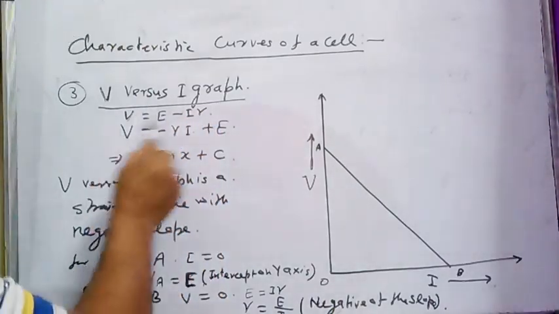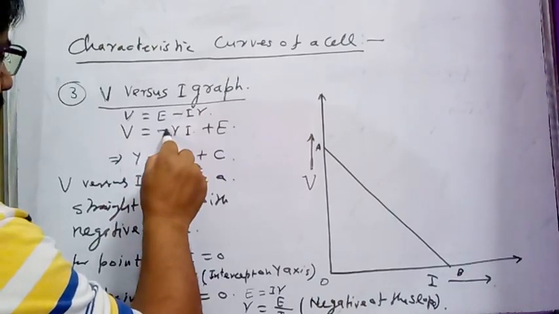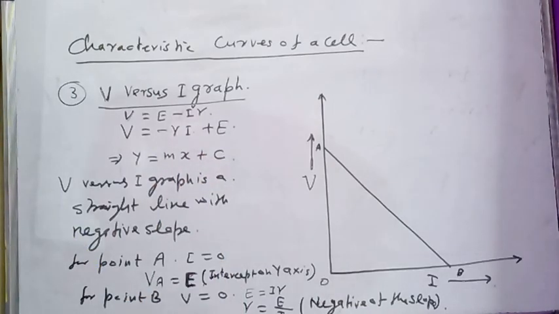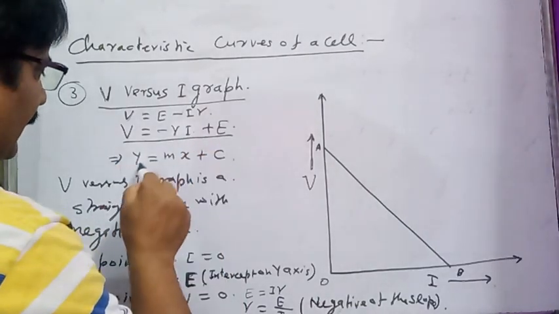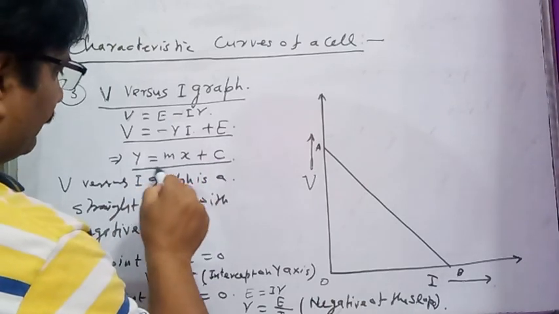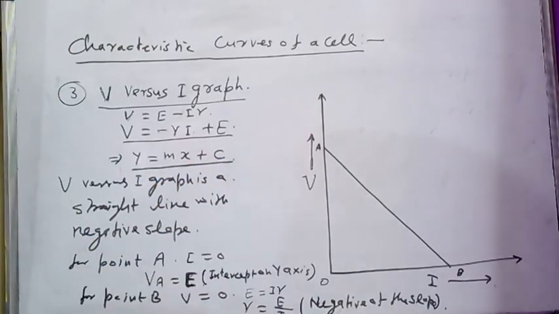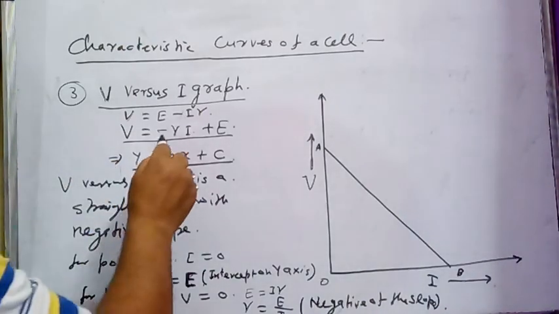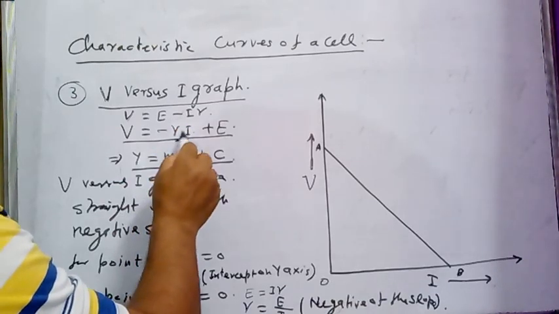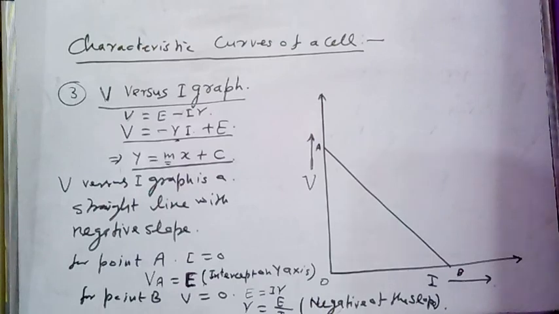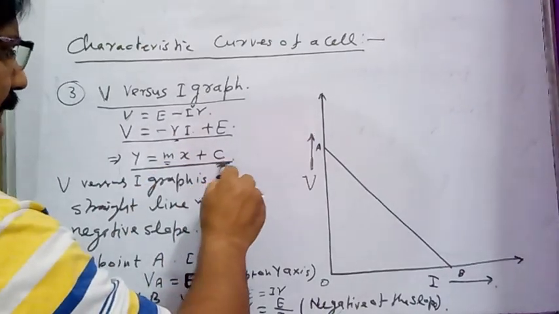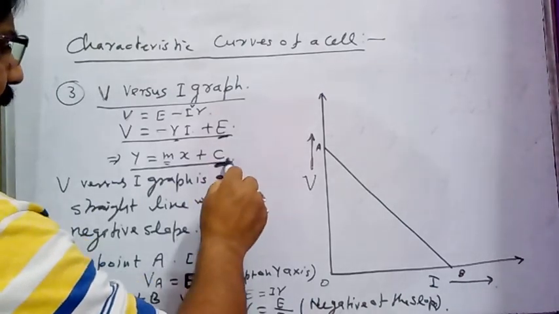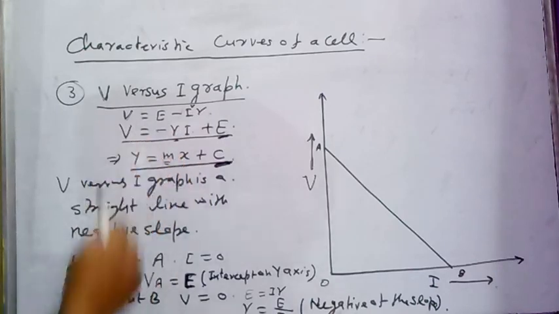This equation can be written as V is equal to minus internal resistance multiplied by I plus EMF of the cell. If you compare this equation with the equation of a straight line, that is y equals mx plus c, what is the value of m? m is the negative of the internal resistance of the cell, and c is the intercept on the y-axis, the intercept when the value of current I is 0.